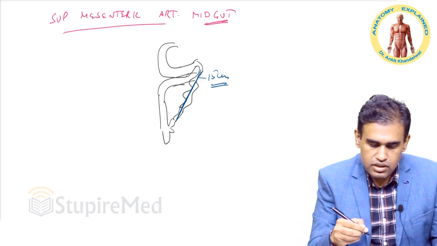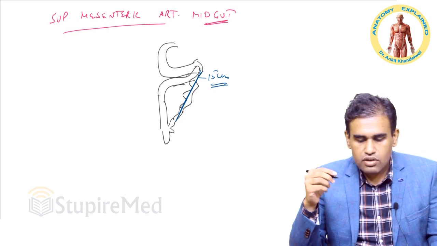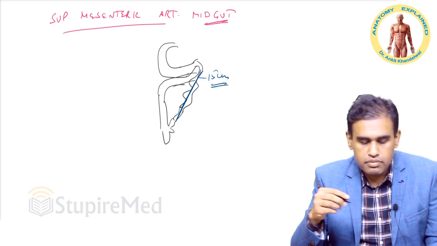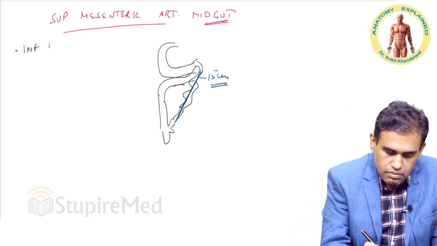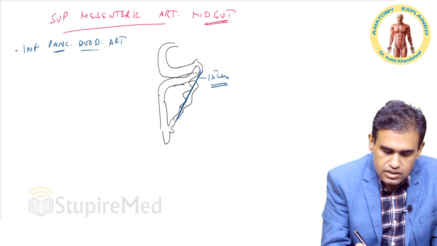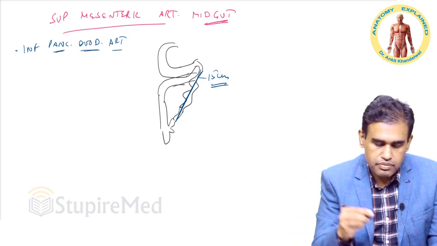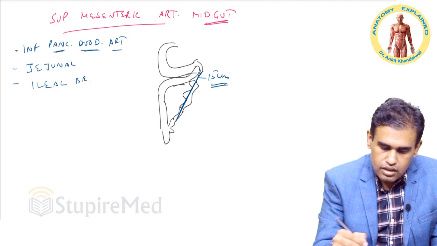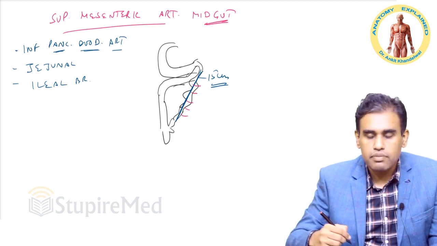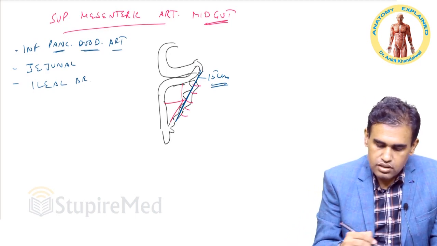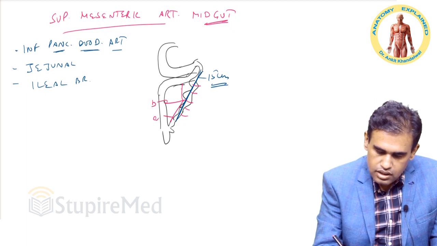So what are the branches which will come from the superior mesenteric artery? First of all, it will supply the distal half of the second part of the duodenum and the third part of the duodenum by giving the inferior pancreatico-duodenal artery. So the lower part of the pancreas as well as the final parts of the duodenum will be supplied by this. Then it gives off the jejunal branches and the ileal branches, which supply the jejunum and ileum. Then it also gives off an ileocolic, a right colic and a middle colic. So these are your A, B and C.